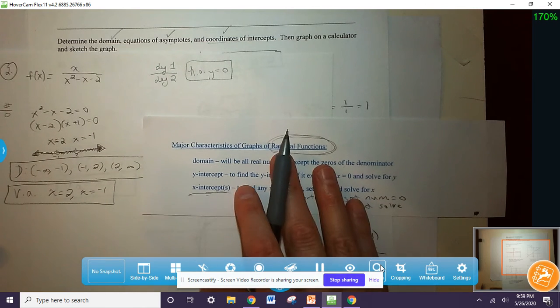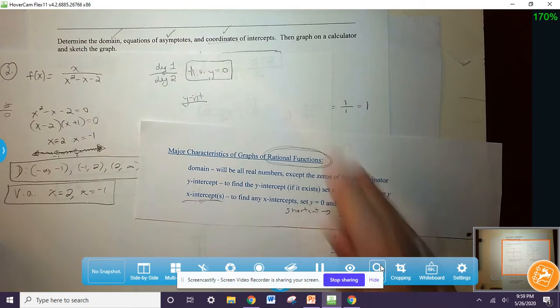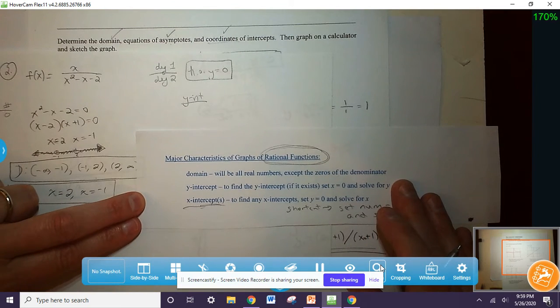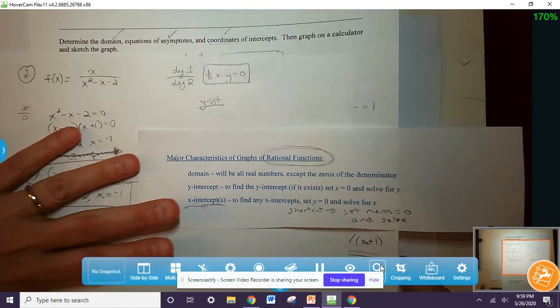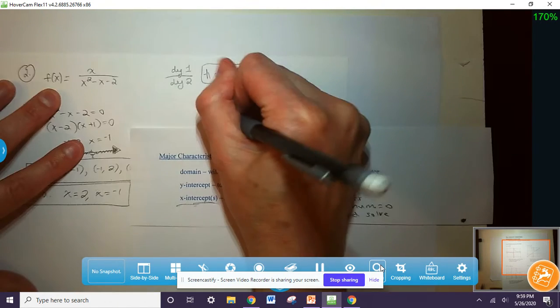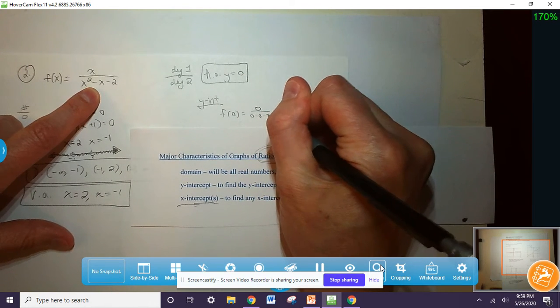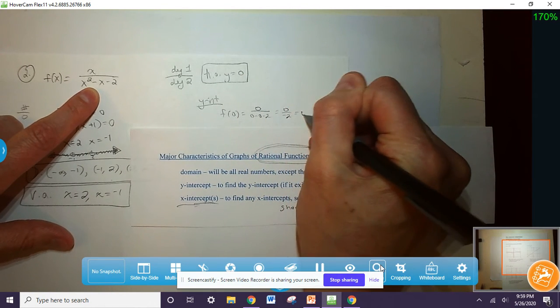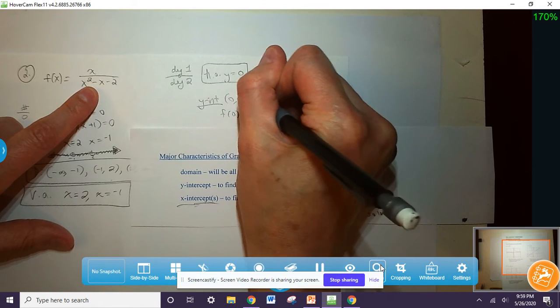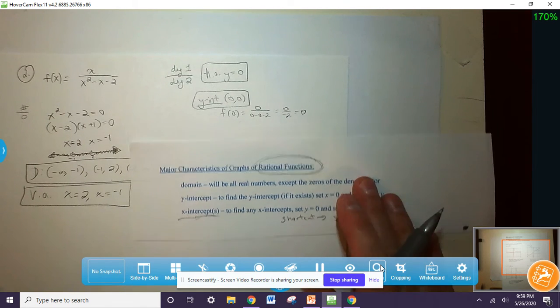So let's go ahead and find the y-intercept if there is one. So for y-intercept, we're going to set x equal to 0. And when we do that, we're going to get 0 up top. We have 0 minus 0 minus 2, and that comes out to 0. So the y-intercept is 0, 0, and that's the origin. So in this case, the y-intercept is actually also an x-intercept. And we'll discuss that a little further in just a moment.